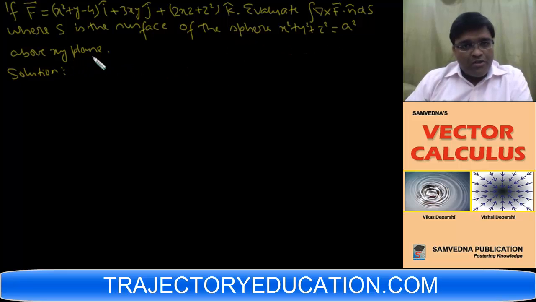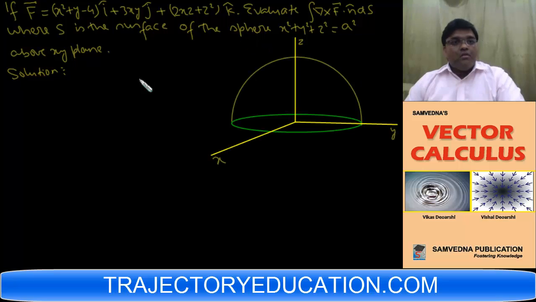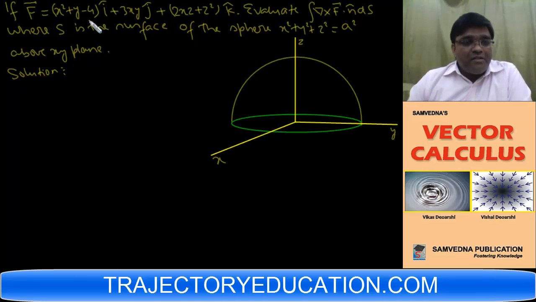Let me first draw the surface. This is the surface of the sphere which lies above the xy plane. So this is an open surface. I'll draw it first, then I'll discuss. So here f is (x² + y − 4)i + 3xy j + (2xz + z²)k. This is the surface over which we have to evaluate the surface integral.